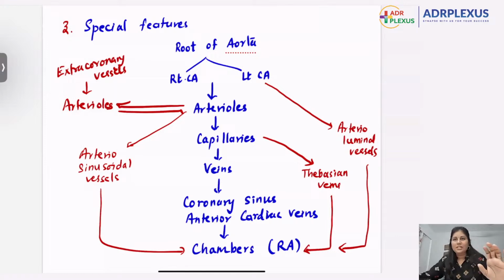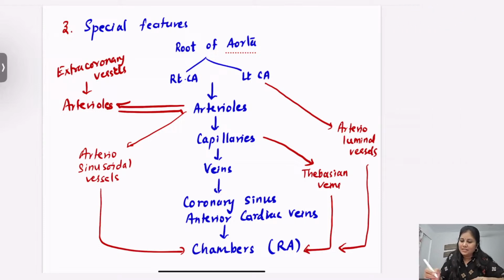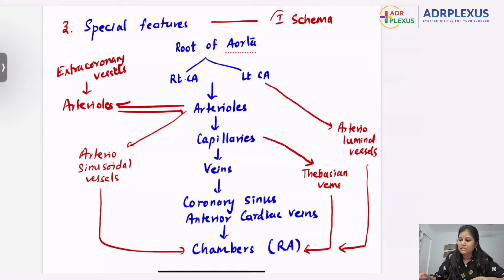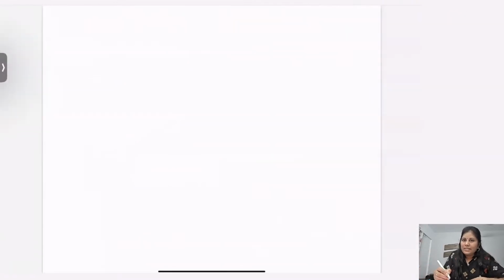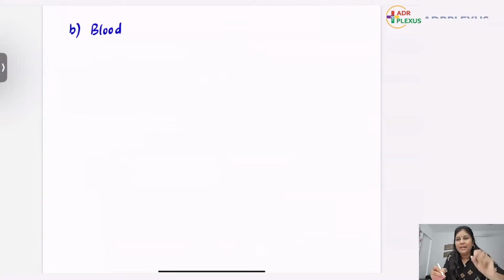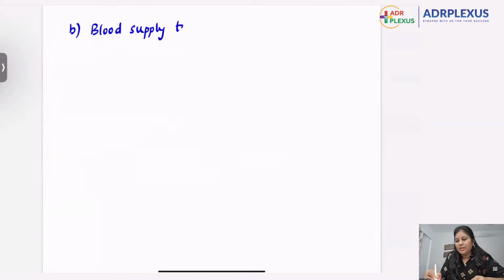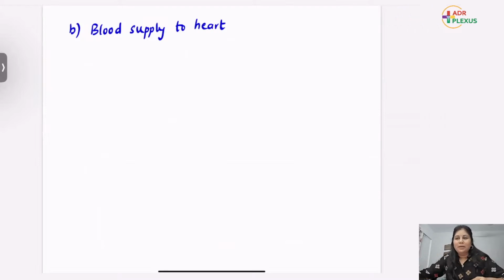So for any regional circulation, if they ask you for peculiar features, you start with the schema. This is called the first part, that is schema. So what is the next important feature? The next important feature we are going to discuss is blood supply. Again, make this a template. After schema, it should always be blood supply through that particular circulation. So, for blood supply to the heart, you have to write certain numbers or numericals for this. So what is the blood supply?